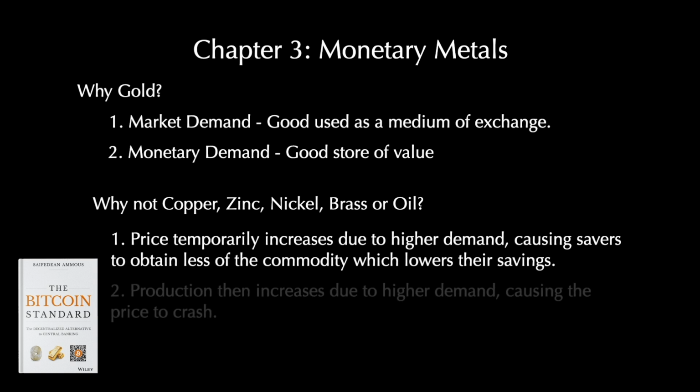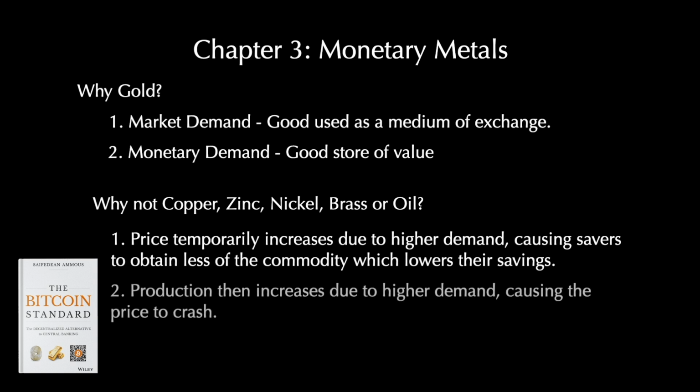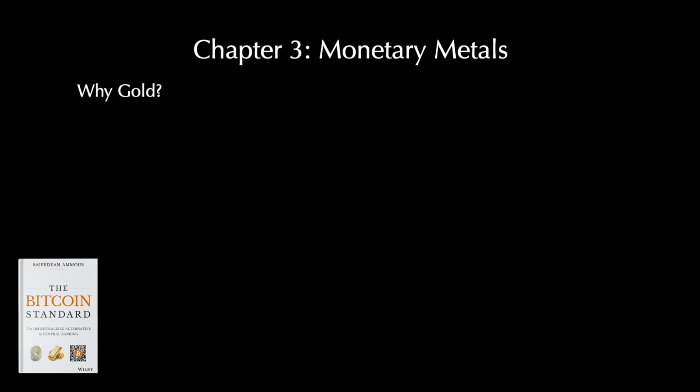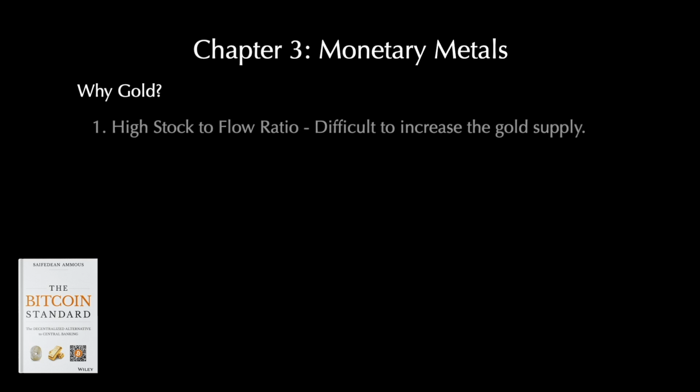In response to this increased demand, the producers of that material will increase production, making the price quickly drop, robbing the savers of their wealth. The net effect of this process is to transfer wealth from the savers to the producers of the commodity they purchased. In order to prevent this cycle, savers need to choose a commodity that has a large stockpile compared to annual production, meaning a high stock-to-flow ratio, and does not corrode.